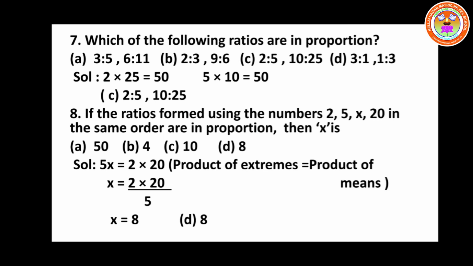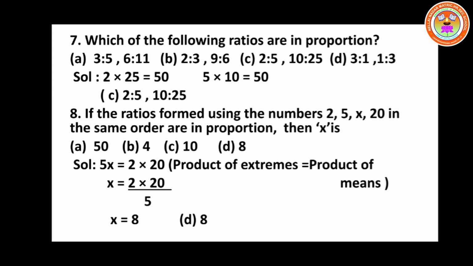Option A: 3 is to 5, 6 is to 11. Option B: 2 is to 3, 9 is to 6. Option C: 2 is to 5, 10 is to 25. Option D: 3 is to 1, 1 is to 3. So these are the options given. You have to find whether they are in proportion.